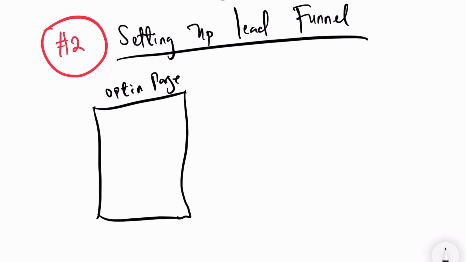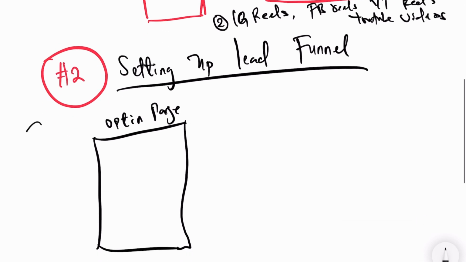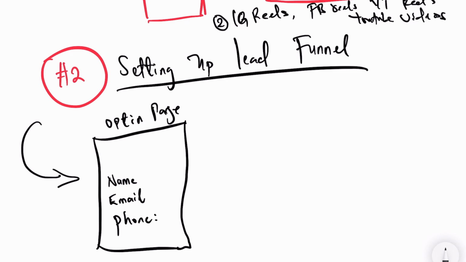Now, the opt-in page is the first page that you're going to send this distributed contents to, and it is where you're going to do the following. Collect the name of your prospect. I'm going to break this thing all down for you. Just hold on. I just want you to understand the chain of command. Their email and their phone number, most likely their WhatsApp number.